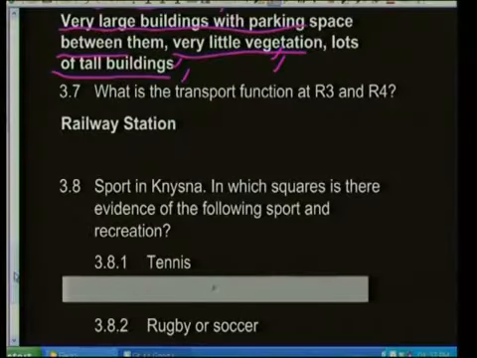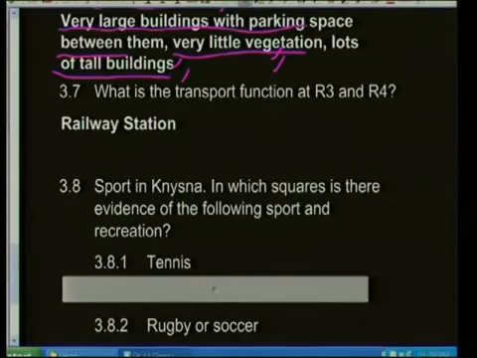And the last few questions on this little section, and here it says, sport in NICE 9, which squares is the evidence of the following sport? Tennis, number 1. Again, you visualize your real life situations. Tennis will have little blocks, you understand. If you look at the photograph, what do you see tennis in real life? Yes, those little square courts. Okay, let's look at the answer here.